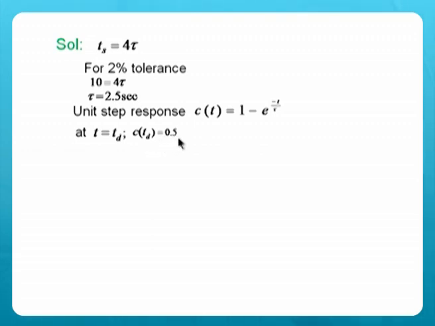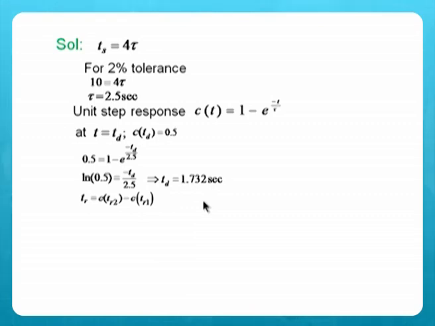And for the delay time, the response C of Td is equated to 0.5, because delay time is the time required for the response to reach 50% of the final response. Equating that to the time response equation, we get the delay time as 1.732 seconds.